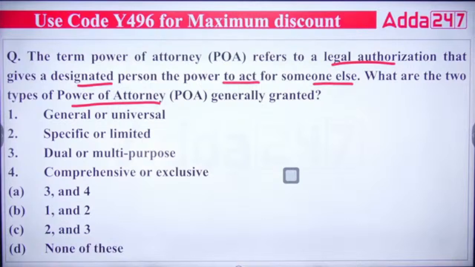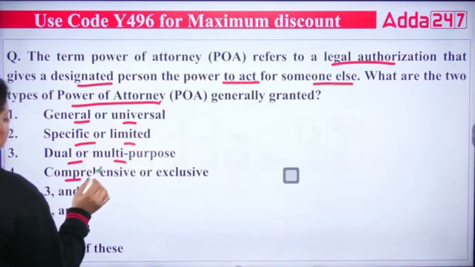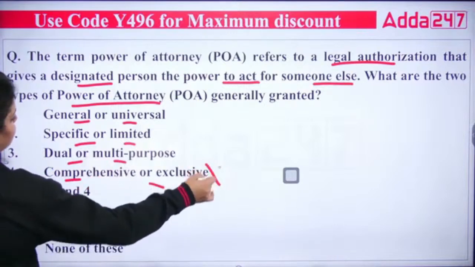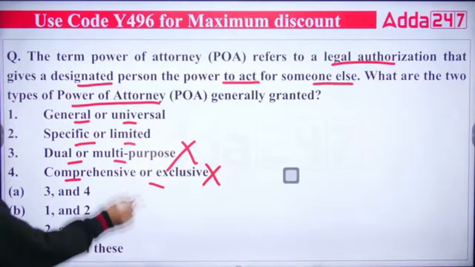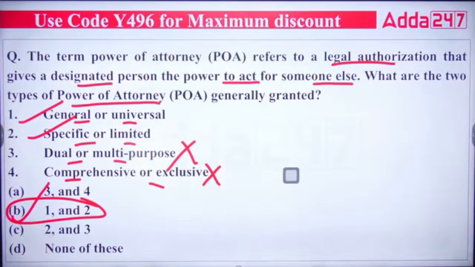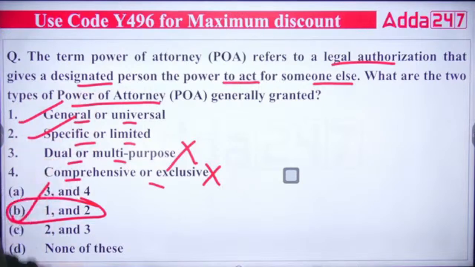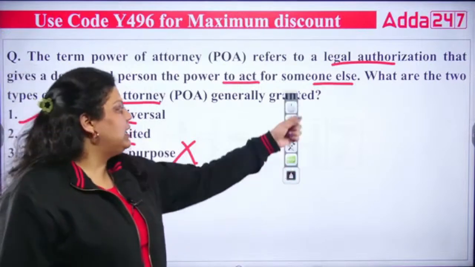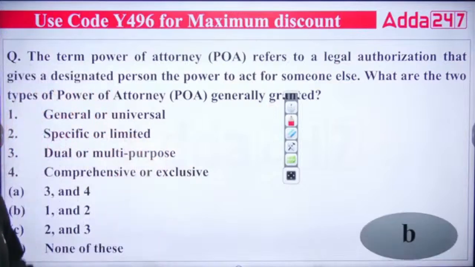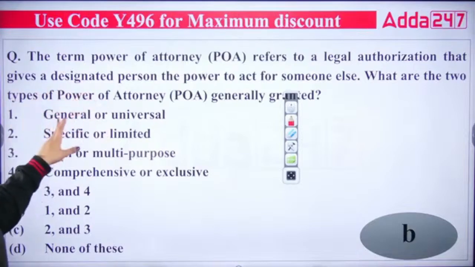Okay. So the options are: general or universal, specific or limited, dual or multi-purpose, comprehensive or exclusive. No such kind of power of attorneys are there. It is general or universal, specific or limited. It means the B option is correct, 1 and 2. The types of power of attorney: one is general or universal, second you can call it specific or limited. So the right answer will be the B option. 1 and 2 are the two types of power of attorney that give the legal authorization to the particular person to act for someone else.